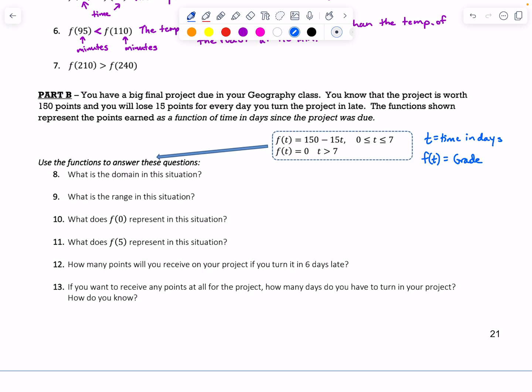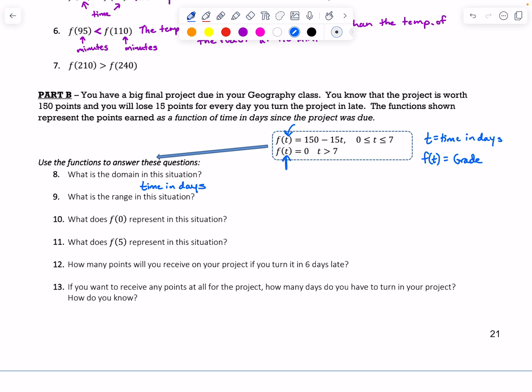Use the functions to answer these questions. So what is the domain in this situation? That's always your input, which sometimes looks like an x, but it can be different letters and mean different things, but it's in that parentheses right there. So that is going to be time in days, or you could just say days if you want.